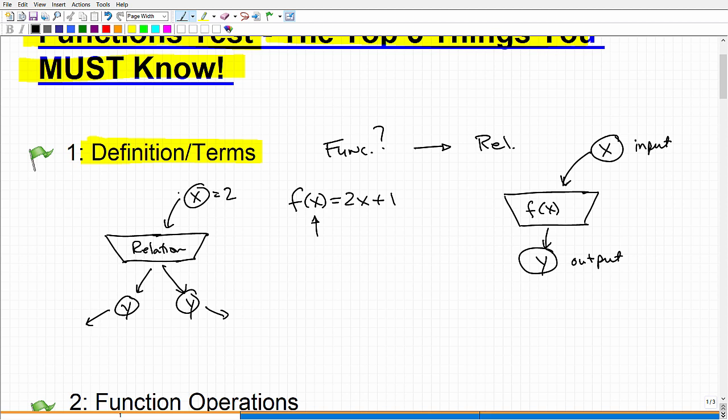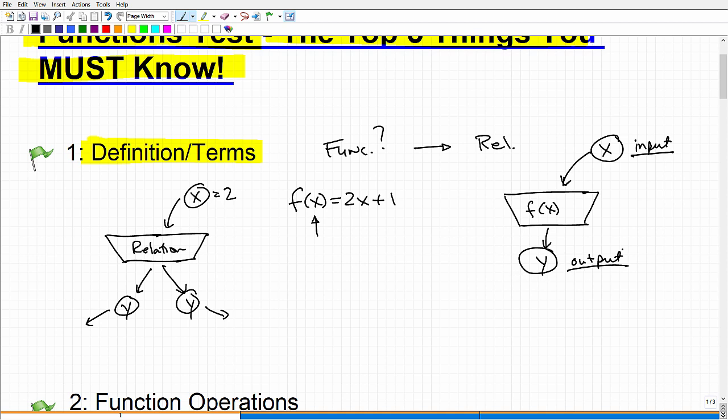So that's the basic definition of what a relation is. So a function is a specific type of relation. So a function is a relation. So all functions are relations, but all relations are not functions. Okay, remember, functions are very specific. Okay, for every input, there's only one and only one output value.